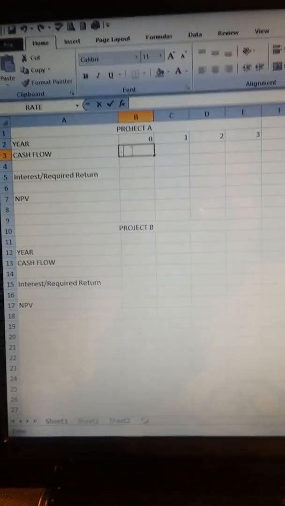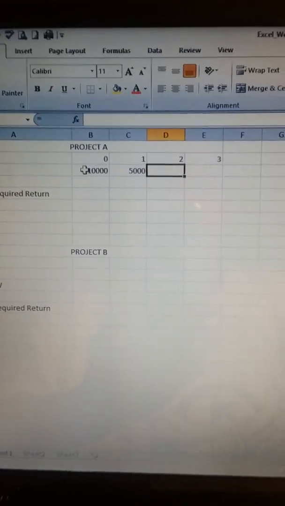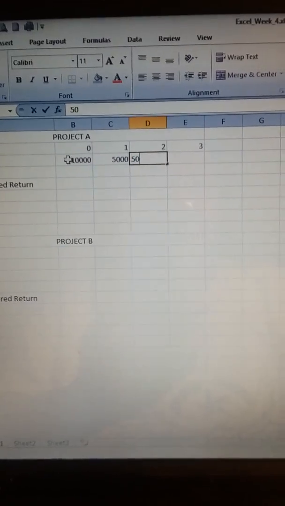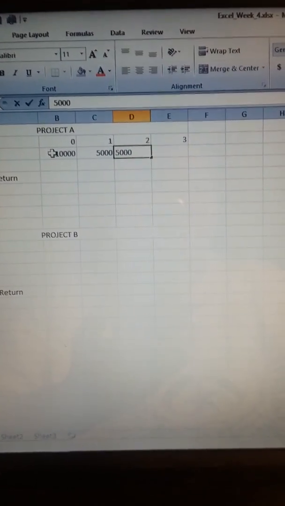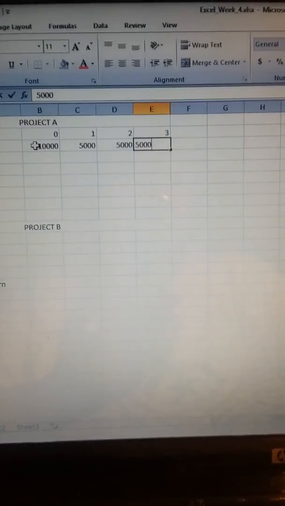let's say in project A we invest $10,000. So we invest $10,000 in project A. Let's say that it's expected to pay $5,000 in the first year, $5,000 in the second year, and $5,000 in the third year. So it would look like that.